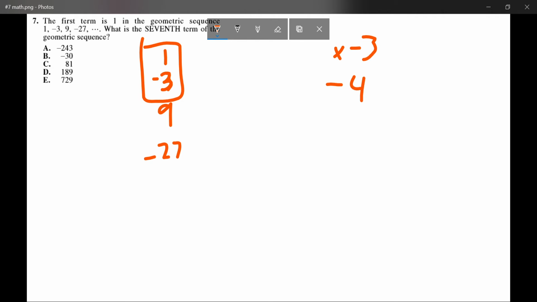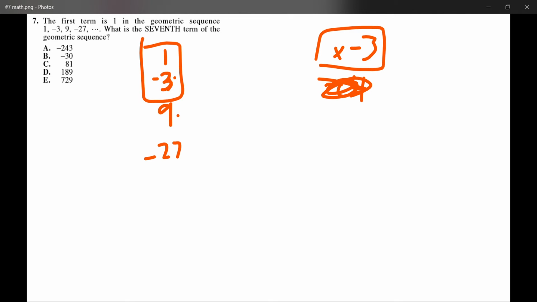So go ahead and test that from going from -3 to 9. If we multiply by -3, -3 times -3 is 9. -3 minus 4 is -7, so we know that one's not it. This one still works. So let's go on to -27. 9 times -3, again, is -27.